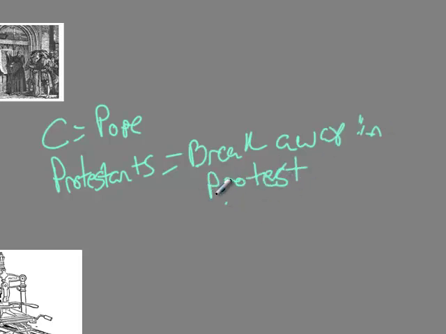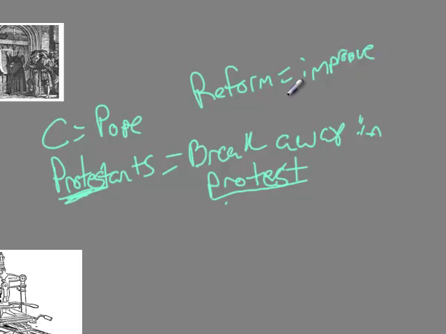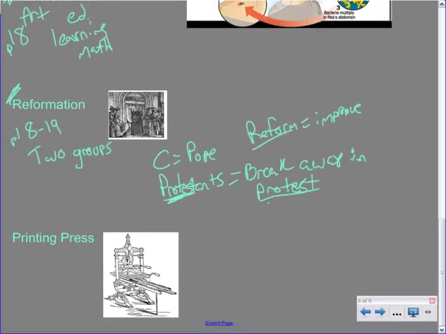If you look at the word protest, you can see protest right here in the word Protestant. So Protestants want to break away in protest, Catholics want to follow the Pope. They are reforming the church, which means to improve or change it. And if you look at reform, you can see reform right here in the word Reformation. So that's what you need to know about the Renaissance and the Reformation.